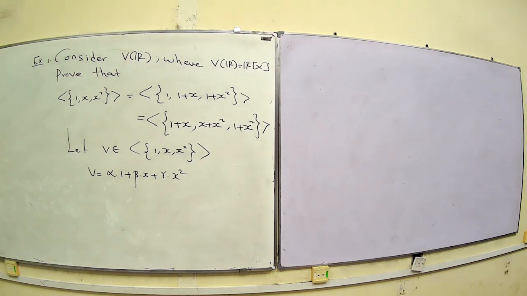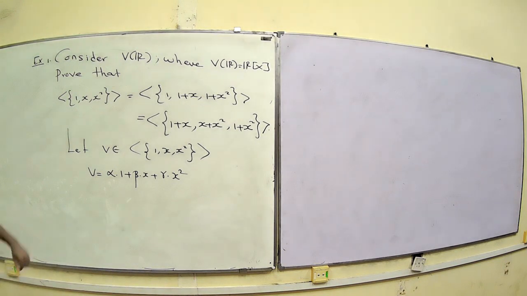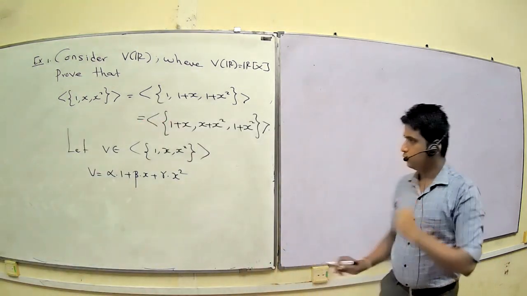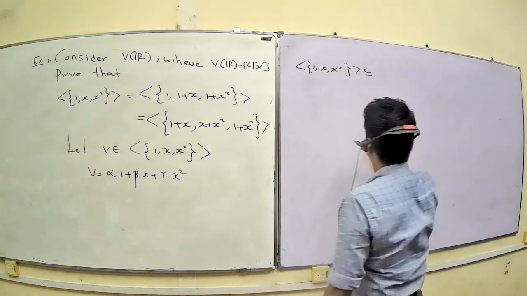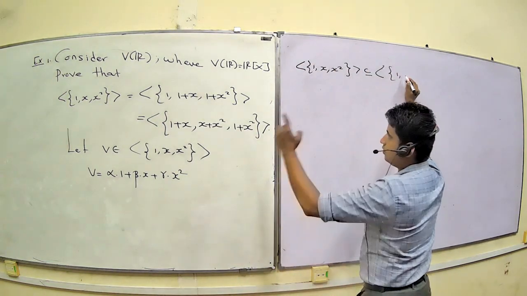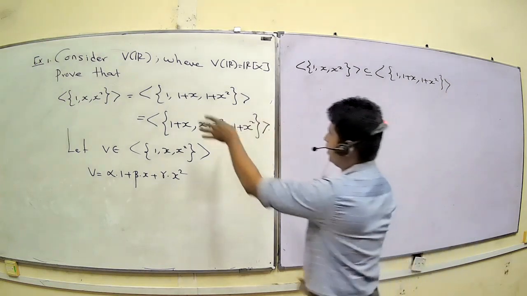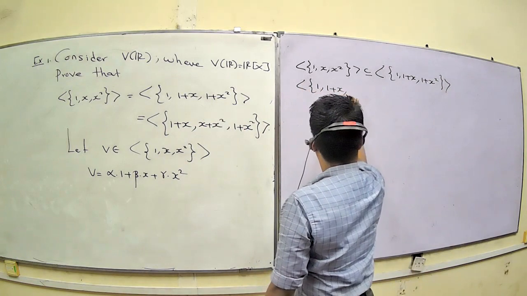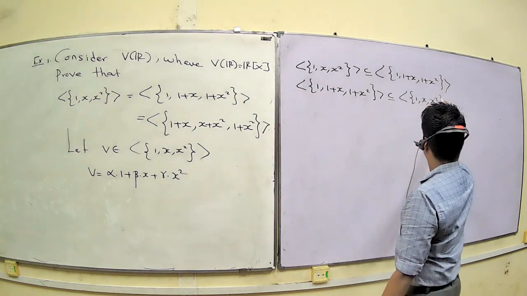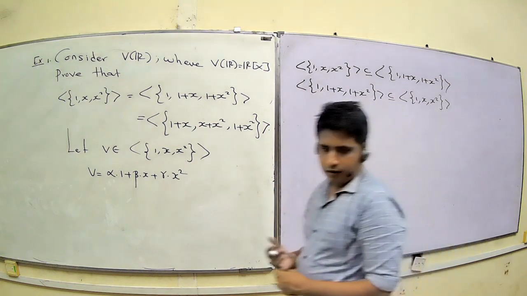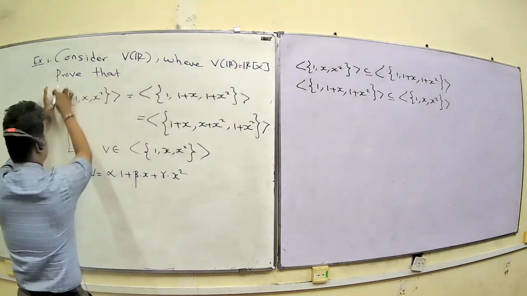You want to show that, right? What is your claim now? You want to show that the span of {1, x, x squared} is a subset of the span of {1, 1 plus x, 1 plus x squared}. Similarly, for the reverse part, the span of {1, 1 plus x, 1 plus x squared} is a subset of the span of {1, x, x squared}. These two things you want to prove. First you want to prove this statement, next you can consider the other one.